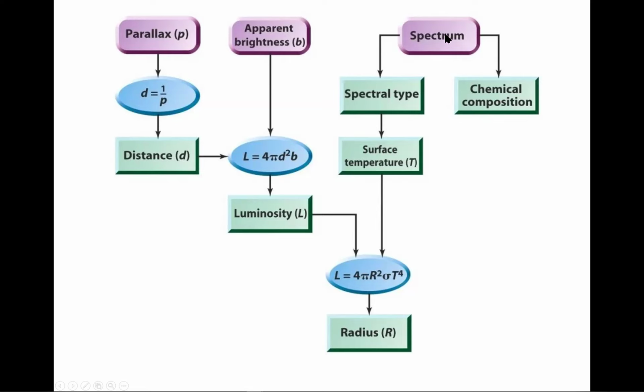Some of these things we'll have to talk about a bit more, but we can get the chemical composition from that. Spectral type is something we'll talk about later, but we can get the surface temperature of the star, and combine surface temperature with luminosity, and we can get the radius of the star. So that's a tremendous amount of things to be able to know.